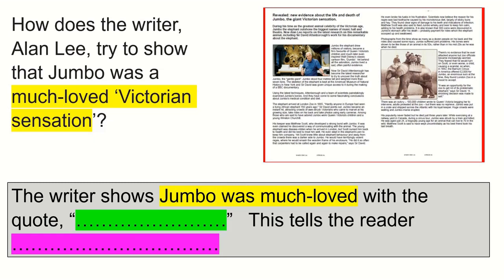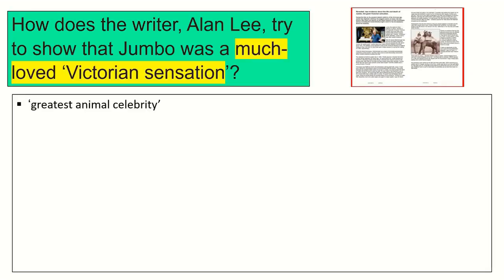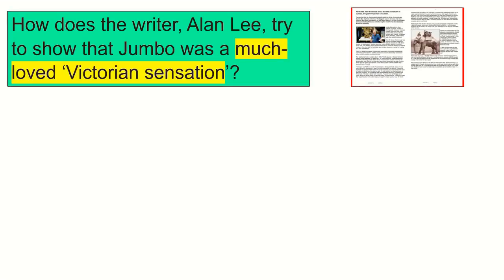The writer shows Jumbo was much loved with the quote. Give me the quote, and again, be that human dictionary and tell me what those words mean that you've picked out. Okay, so the quote. So like I said, have a read. If you don't want to have a read, I'll just tell you the quotes I picked out.